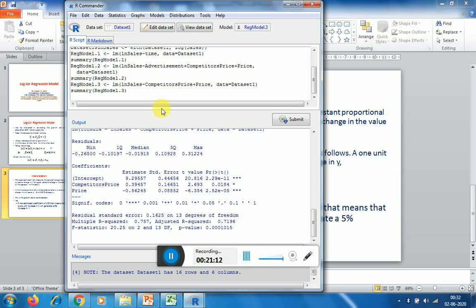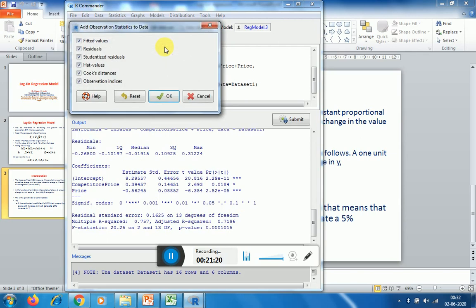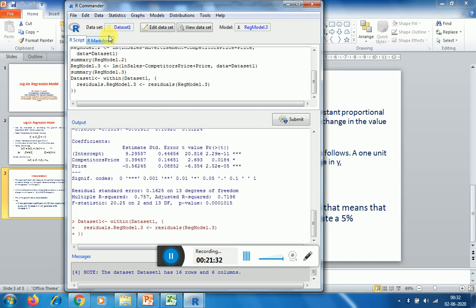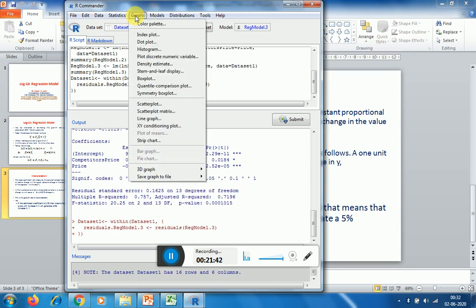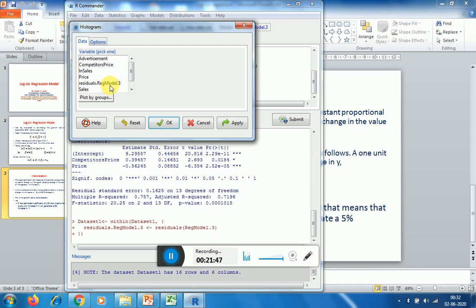calculate the residuals. How to calculate this? Add observation statistics to data. Here remove all the other selected attributes, keep only residual, and OK. So this residual will now get added. Residual is nothing but the difference between the actual sales and estimated sales values. Then go into the graphs, click on graph, histogram, and you plot the histogram for this residual.